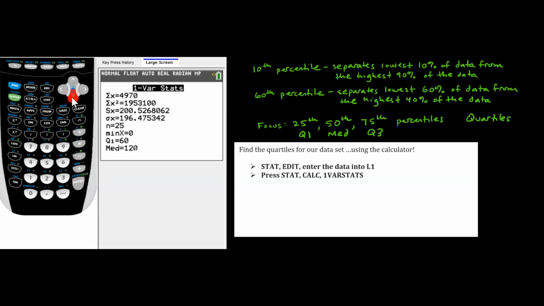But what we're interested in at the moment is near the bottom. And you could see we have Q1 is equal to 60. So our 25th percentile is 60. We have a median of 120, and we have Q3, our third quartile, our 75th percentile, is 300.